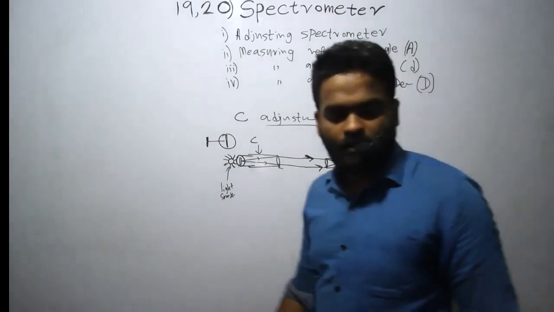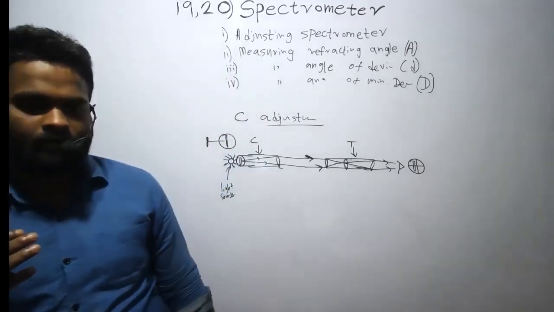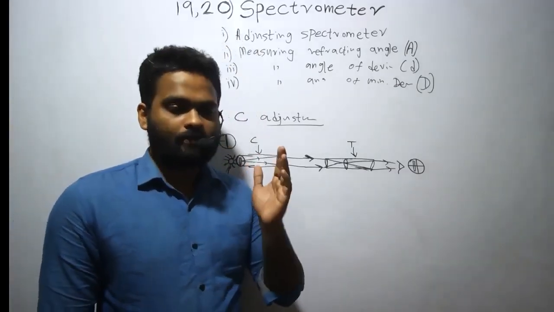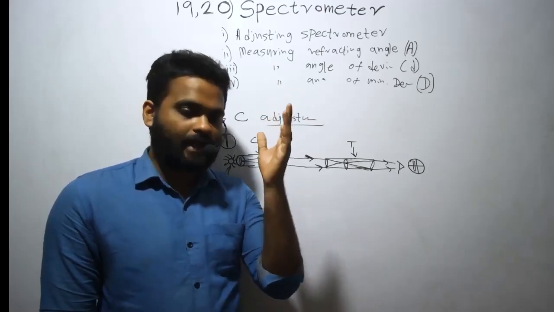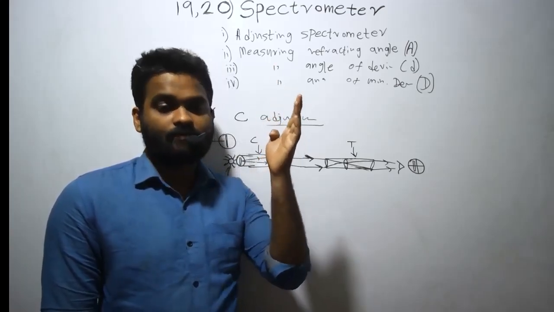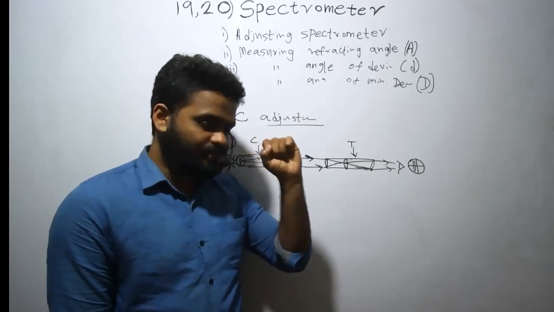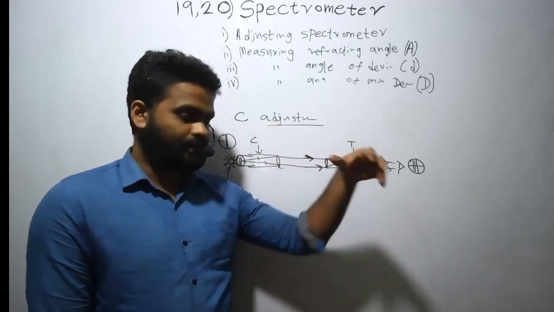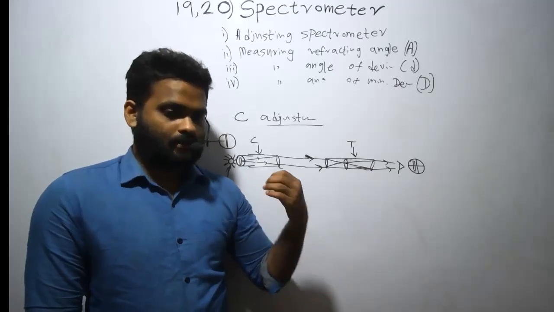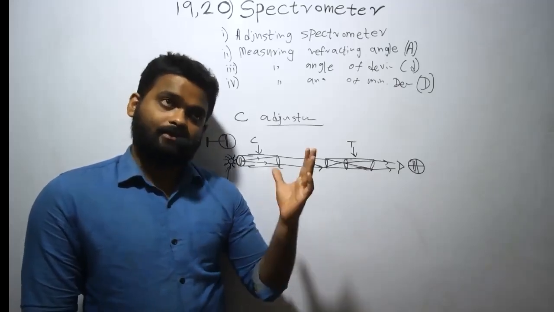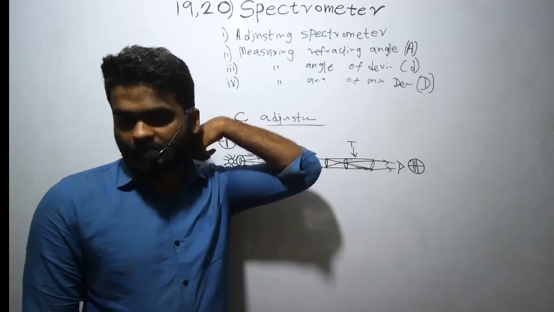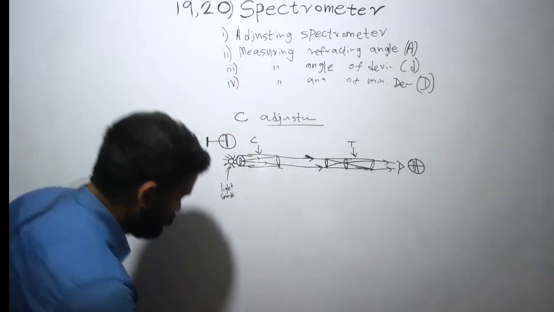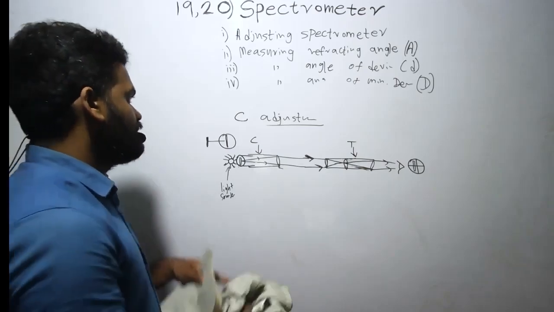Okay. So now we have adjusted the collimator. Now you can understand why the telescope is adjusted first, right? Because we use the telescope to check whether other things are adjusted, right? Whether the collimator is adjusted. That's why we had to adjust the telescope first, right?